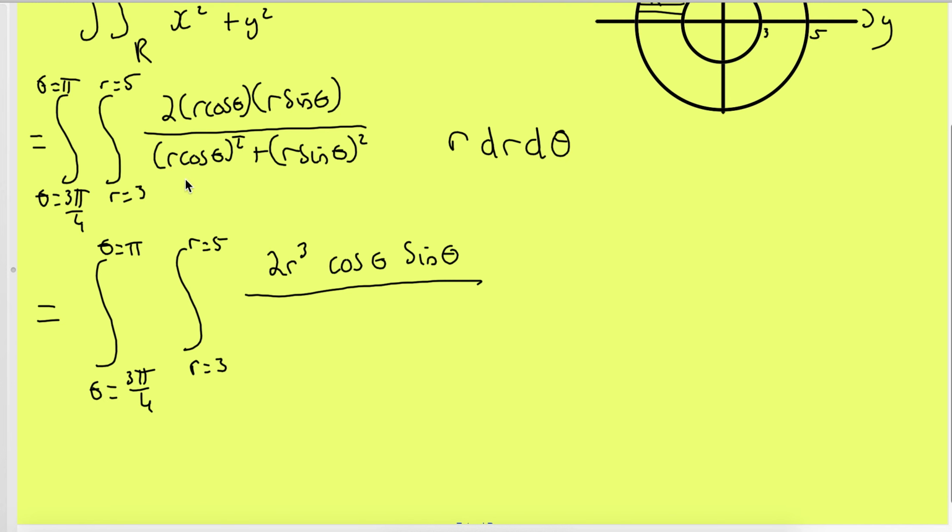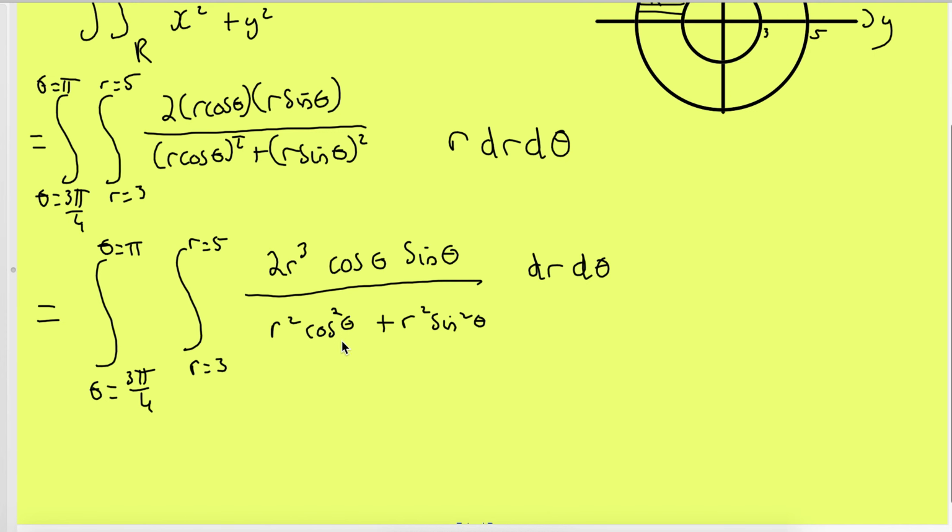Right, now I need to square the r and square the cos. So that's going to be r squared cos squared theta plus r squared sine squared theta, dr d theta. Now look, that r is gone because I've absorbed that into the top line of my function. Right, now, two things.